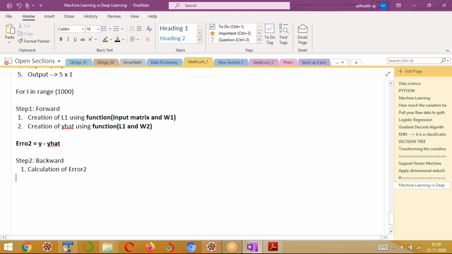So here I'll call it the weight adjustment. I need to adjust the weights. So where do I need to adjust this one?